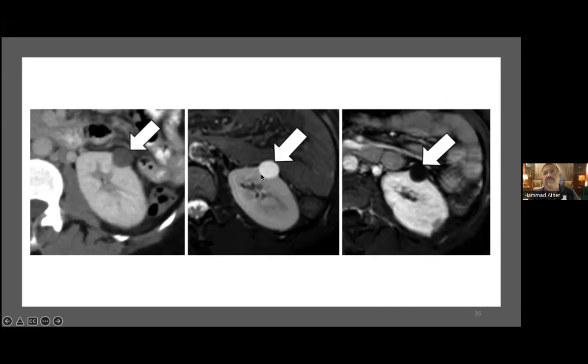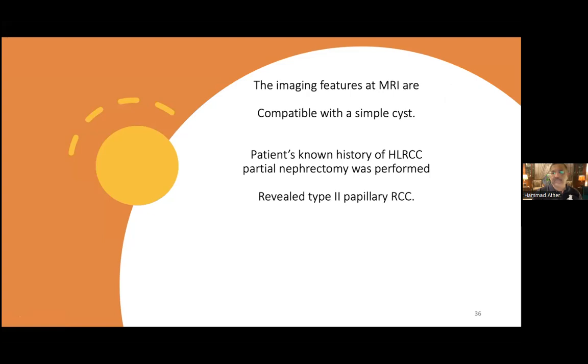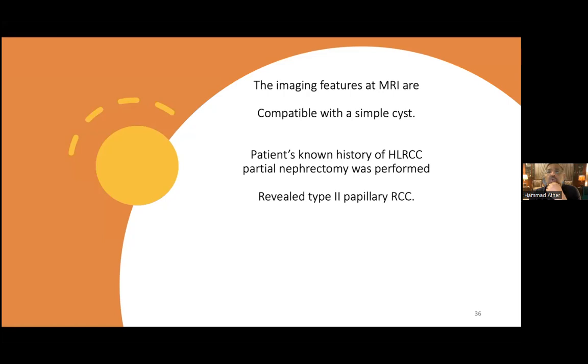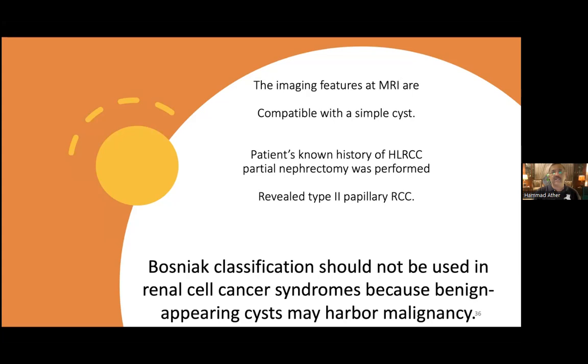Now, although it's a simple cyst on all the CT and MR scans, because of the history and the genetic background, this patient was treated by partial nephrectomy, and this cystic lesion showed a type 2 papillary renal cell carcinoma, which is something that you see in hereditary leiomyomatosis renal cell cancer. And that's why the question initially asked was that for HLRCC and VHL, you should not use the Bosniak classification for cystic lesions, because the cyst can actually contain RCCs. For VHL as well, patients have cysts, and within these cysts, they develop RCC, or they have normal parenchyma developing RCC. Both are known, but cyst developing RCC is much more frequently observed.